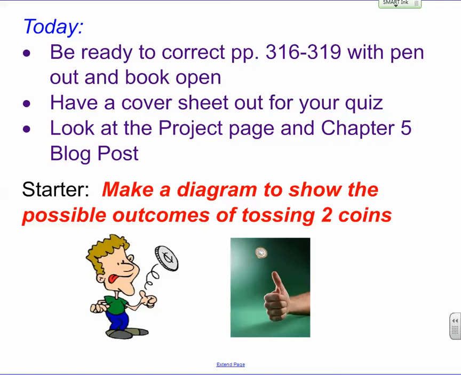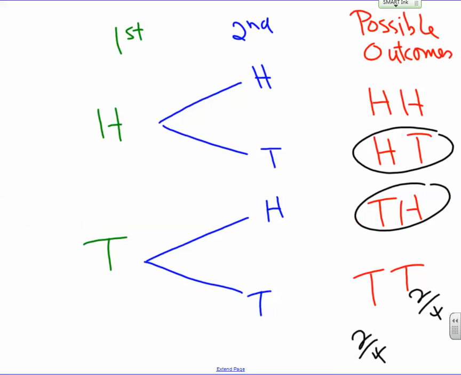We began today with a starter of having you make a diagram to show the possible outcomes when you toss two coins, and this was really review because we did this before and it was in chapter 2, I believe. When you toss the first coin, it can be heads or tails. When I toss my second coin, for the first coin's heads, my second coin can be heads or tails. And if my first coin is tails, my second coin can be heads or tails. So when I toss two coins, I get four possible outcomes: heads-heads, heads-tails, tails-heads, or tails-tails.